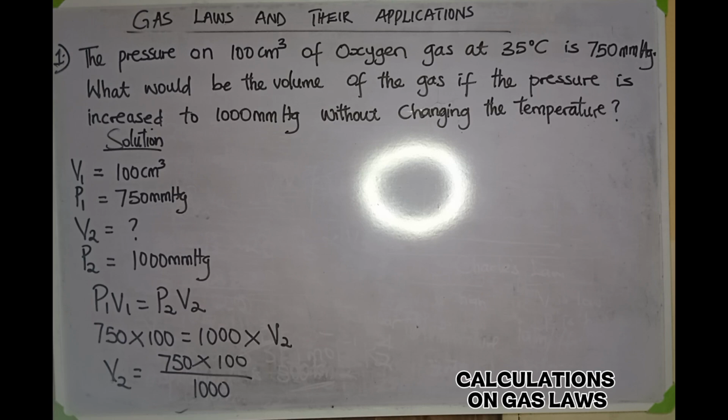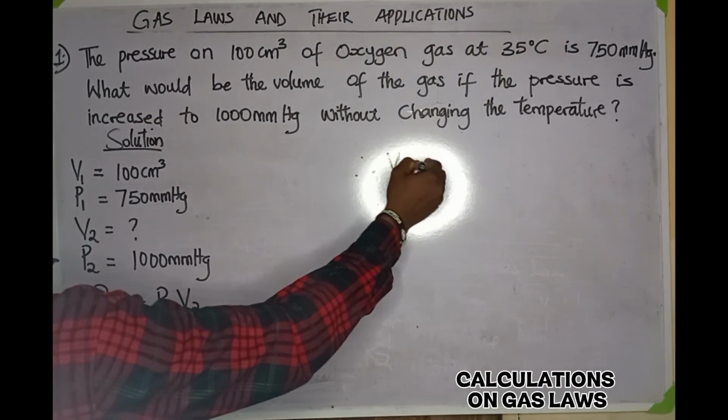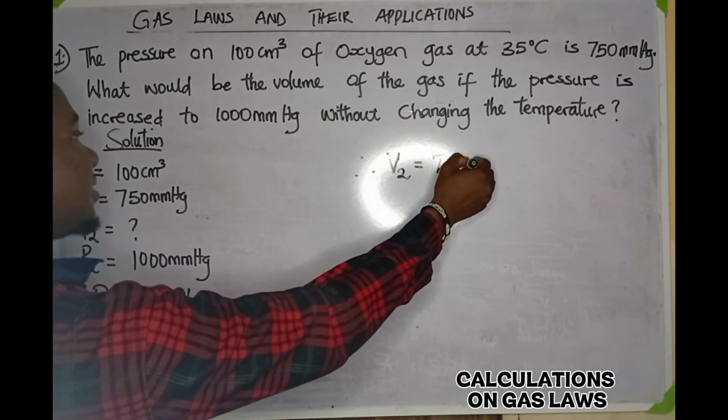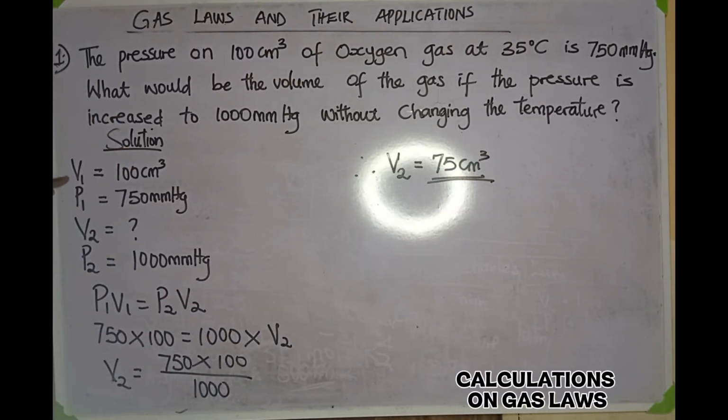I believe you have pressed your calculator now. That's 75. Therefore, V2 is equal to 75 cm cube. That's the new volume. The initial volume is 100 cm cube at a pressure of 750 millimeters of mercury. Once the pressure is increased to 1000 millimeters of mercury, the volume is reduced. That shows volume is inversely proportional to pressure. If volume increases, pressure decreases. If pressure increases, volume decreases.